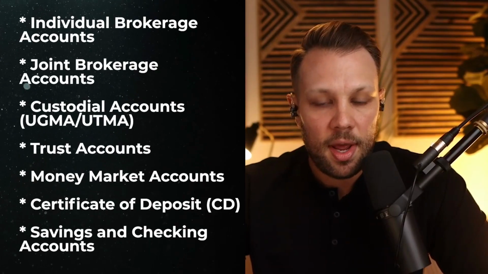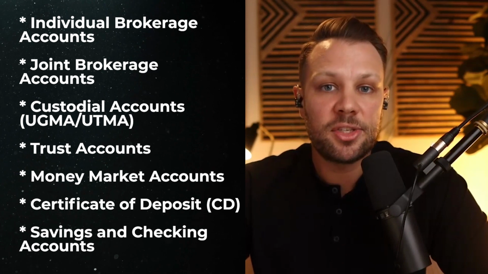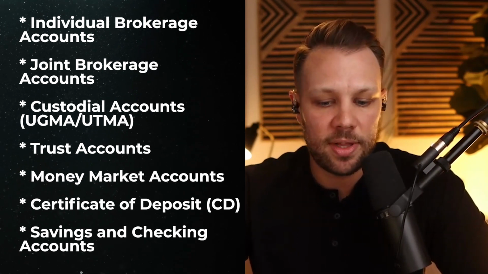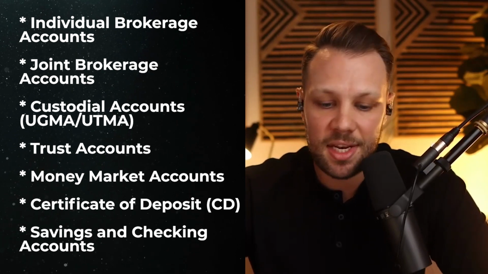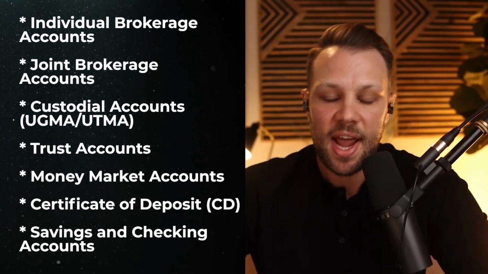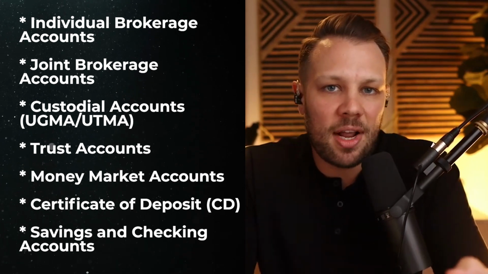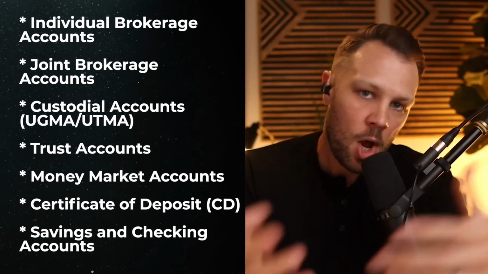So when it comes to taxable accounts, these are individual brokerage accounts. These are joint brokerage accounts. Custodial accounts, so things like UGMAs or UTMAs for your children. These are minor accounts. Trust accounts, money market accounts, CDs are even taxable accounts, and then savings and checking accounts are actually taxable accounts as well. But really, when I'm talking about this, I'm talking about your taxable brokerage account, your standard account that you can open up where you get taxed for short-term capital gains and or long-term capital gains.